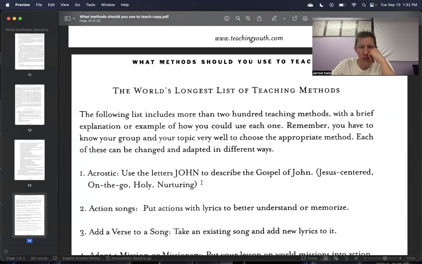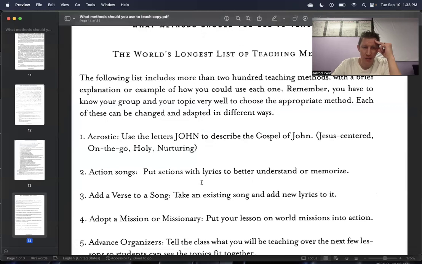Wow. Wow, and then there's an echo. It is, yeah. The following list includes more than 200 teaching methods with a brief explanation or example of how you could use each one. Remember, you have to know your group and your topic very well to choose the appropriate method. Each of these can be changed and adapted in different ways.